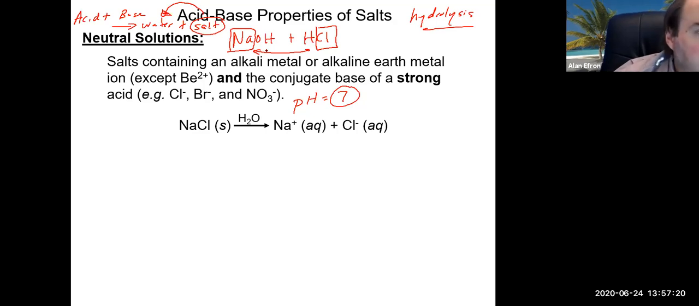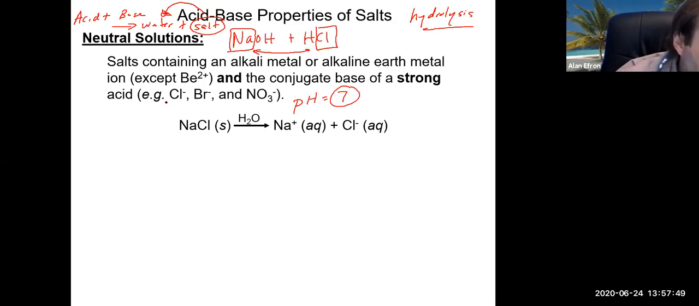So if you think about group 1 and group 2 on the periodic table, those are a lot of things that come from strong bases like sodium hydroxide, potassium hydroxide, barium hydroxide, and so forth. So if you see a salt that's basically made up of anything from group 1 and group 2, and anything where the Cl minus part comes in, that's going to be a neutral salt, and we would expect the pH to be 0. Not 0, 7 would be a better pH there.